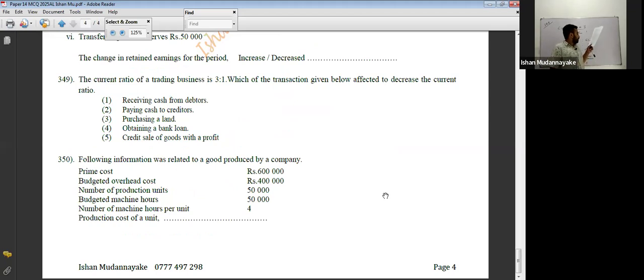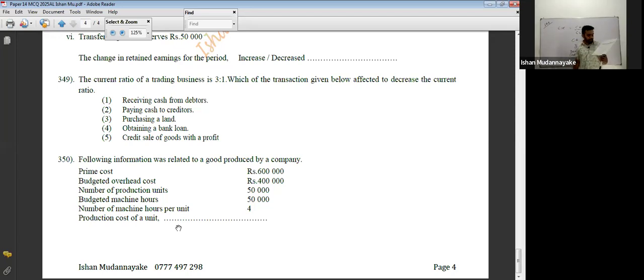Question 350. The following information was related to the goods produced by your company. Prime cost 600,000, budgeted overhead costs 400,000, total 1 million. 1 million divided by the number of production units, 50,000. 600,000 plus 400,000 is 1 million. 1 million divided by 50,000. Production cost of a unit is 20 rupees.